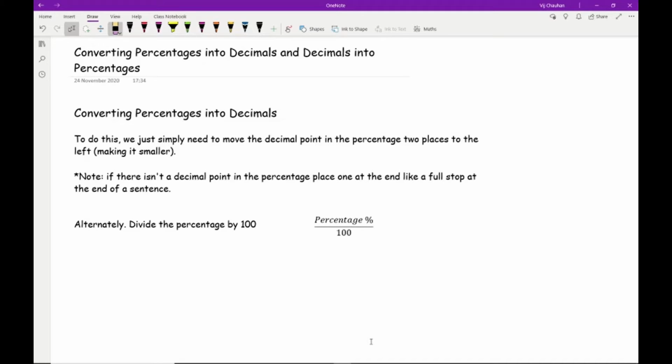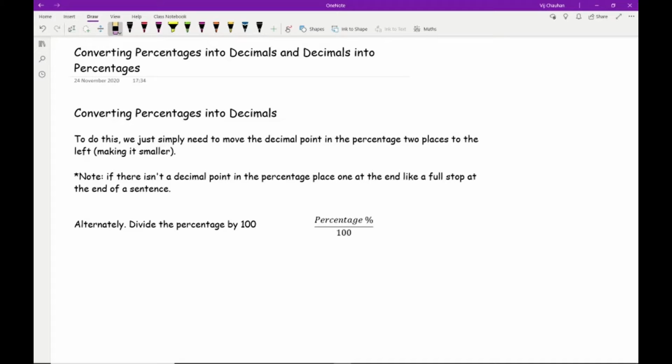Now to do this we simply need to move the decimal point in the percentage 2 places to the left and therefore making the number smaller. Now note if there isn't a decimal point in the percentage then place one at the end like a full stop at the end of a sentence. Alternately, if you've got access to a calculator, all you then need to do is divide the percentage by 100.